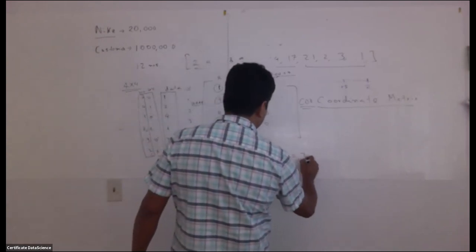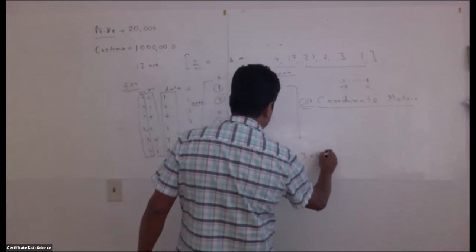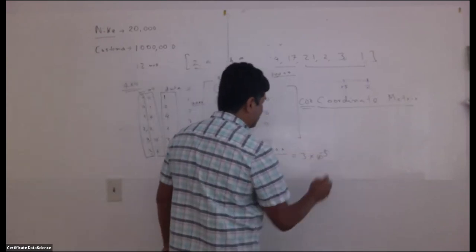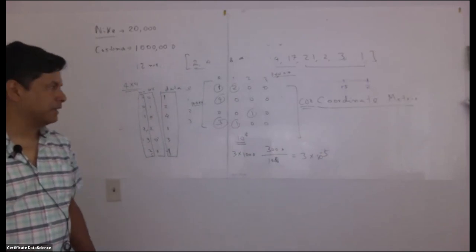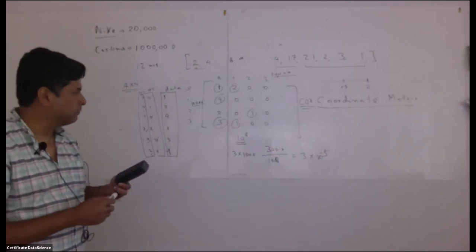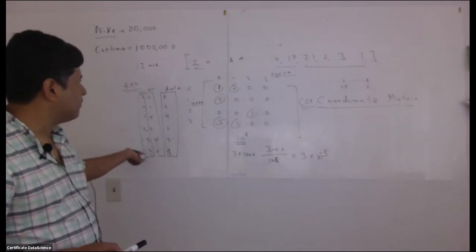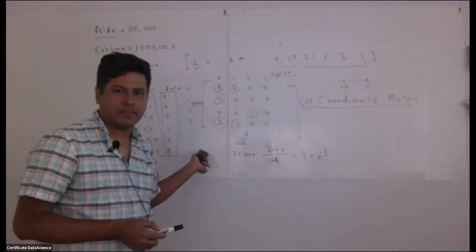This is 3 × 10⁻⁵. That is a tiny fraction of it. You could do this. So this coordinate representation has an advantage.